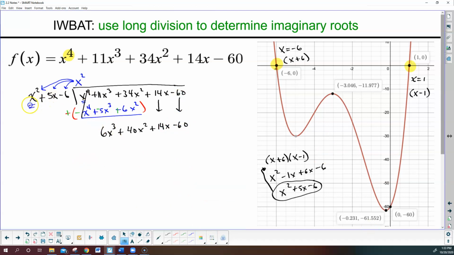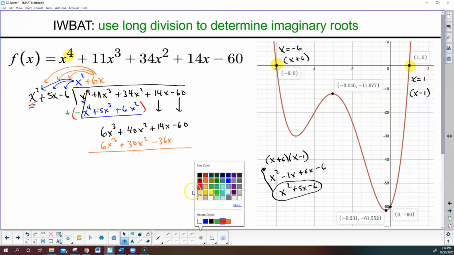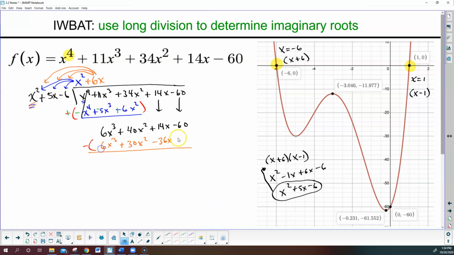Let's now take this x squared and make it look like 6x to the third. Well, how do I do that? I need to multiply it by a 6x. And if you want, you can draw your arrows to all of the pieces, but they're all being multiplied by a 6x. All right, and then we're going to subtract the entire trinomial, which again, we like to think of it as adding the opposite.